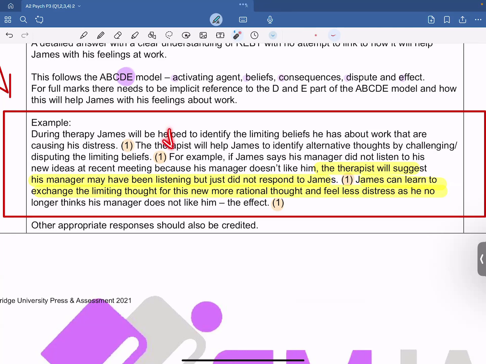Read this one again. For example, if James says his manager did not listen to his new ideas at a recent meeting because his manager doesn't like him, that is irrational. The therapist will suggest his manager may have listened but did not respond to you. So the situation we're talking about is an irrational belief being replaced with something that is more rational and that makes more sense.